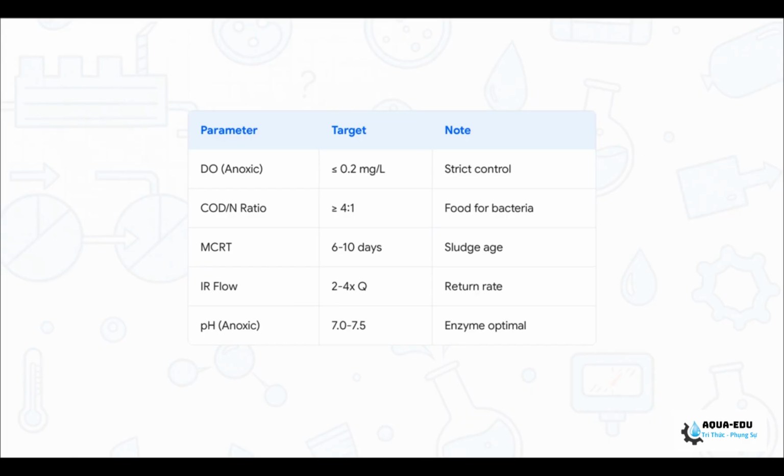Your anoxic dissolved oxygen, that must be tightly controlled at or below 0.2 milligrams per liter. Your carbon to nitrogen food ratio needs to be sitting at least 4 to 1. And your sludge age, your MCRT, that should be in the sweet spot of 6 to 10 days. Also, your internal recycle flow has got to be 2 to 4 times your influent flow, and keep that pH locked in tight between 7.0 and 7.5. Because look, if your DO creeps up above 0.2 or your carbon food source drops out, the whole process breaks down.